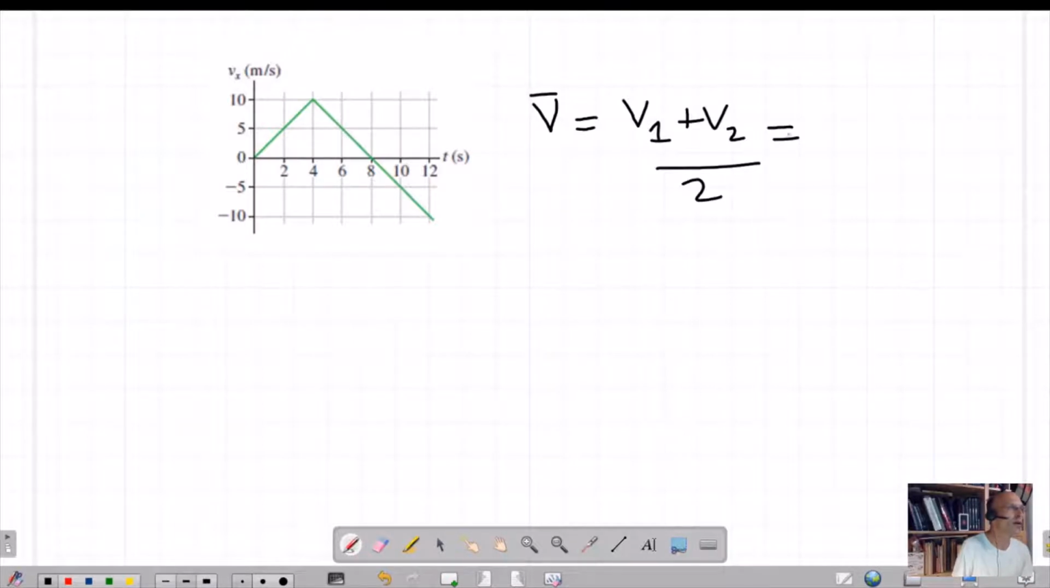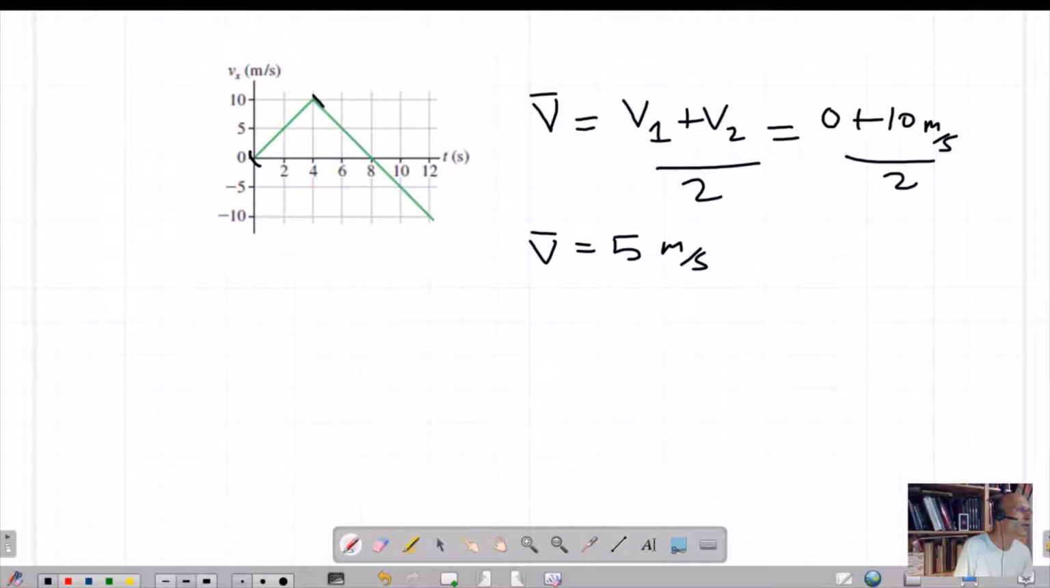So if I look at the interval from 0 seconds to 4 seconds, then the initial velocity is 0, and the second velocity would be 10 meters a second. And I divide that by 2, I get v average equals 5 meters a second. And that works fine for a constant acceleration. Like this situation, this line with this slope indicates a constant acceleration.